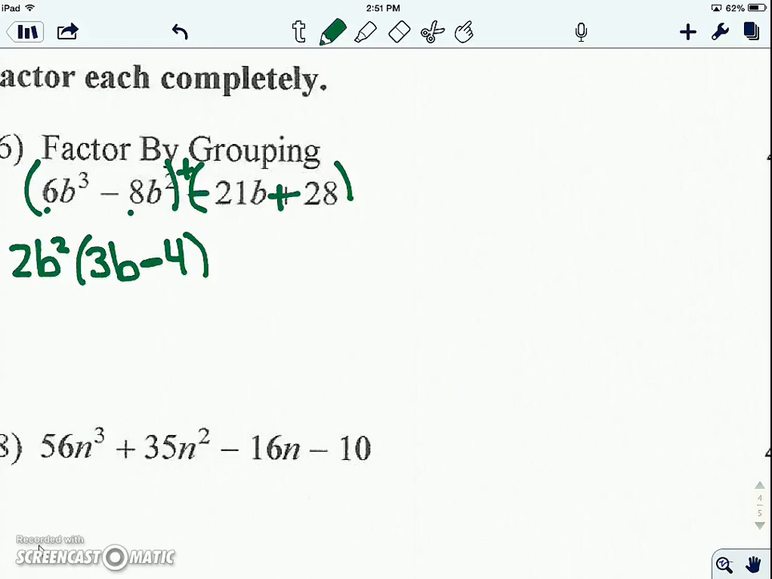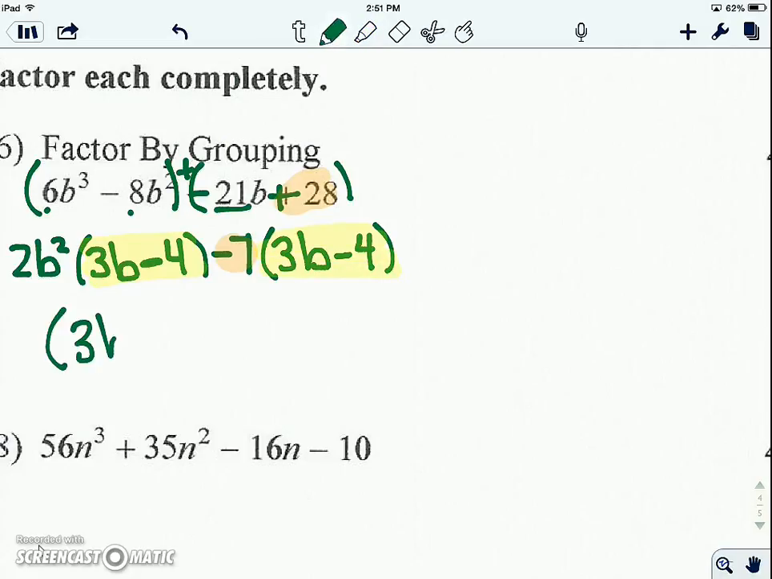And noticing that I have a negative here but a positive here and a negative here, I'm going to pull out a -7 from these two. So 21 divided by -7 is 3, and there's a b left over. 28 divided by -7 is -4. And just like with the AC method, we know we did it right if these two match, and they do. So then we'll just factor 3b minus 4 times 2b squared minus 7.